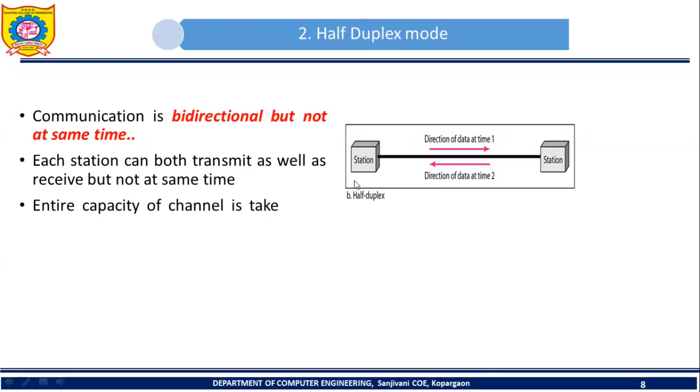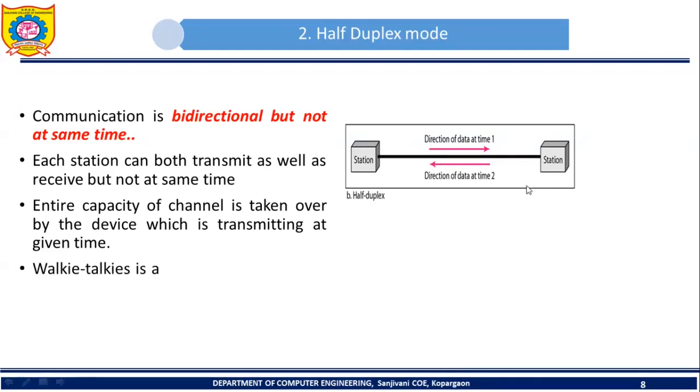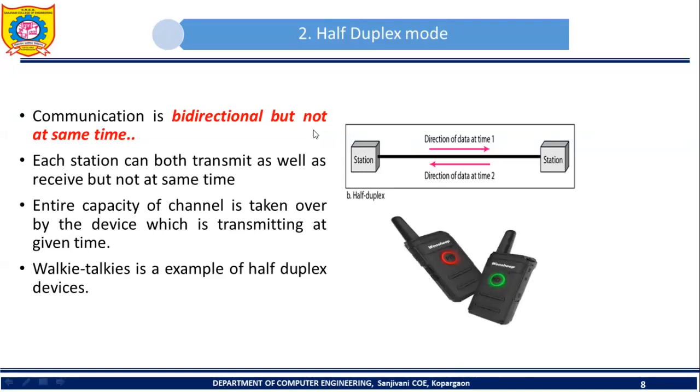The entire capacity of the channel is taken over by the device which is transmitting at a given time. So the entire capacity of this channel will be taken over by only one device at a time. If this station is transmitting, the entire capacity of the channel will be given to this station. If the other station wants to transmit data, then the entire capacity of the channel will be given to that station. A walkie-talkie is the best example of a half duplex device.